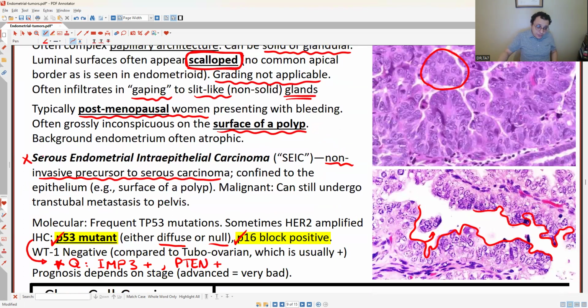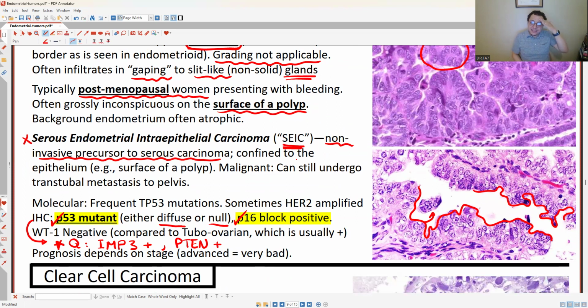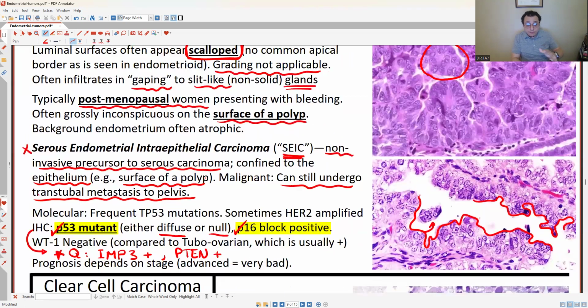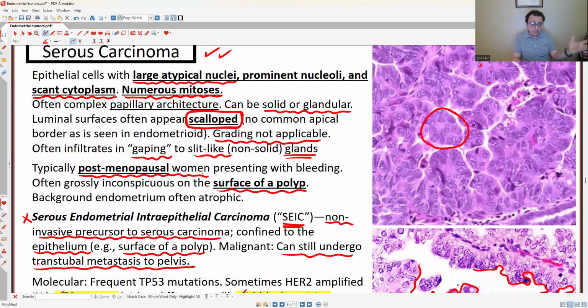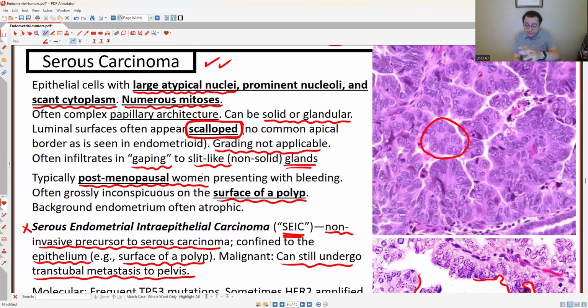See, to the point that this serous endometrial intraepithelial carcinoma, they call it SEIC. This SEIC, although it's confined to the epithelium, it's there on the surface of the polyp. It's not invading in the wall of the uterus, but they can still undergo transtubal metastasis to the pelvis. This tells you how much the serous carcinoma love to metastasize to the pelvis and to go to the pelvic peritoneum. That's very important. Prognosis is dependent on the stage, whether she's lucky enough she got the cancer early or it's too late. That's the serous carcinoma.